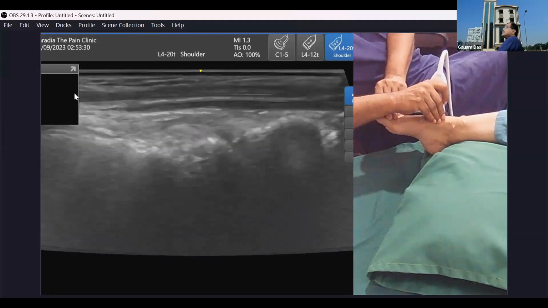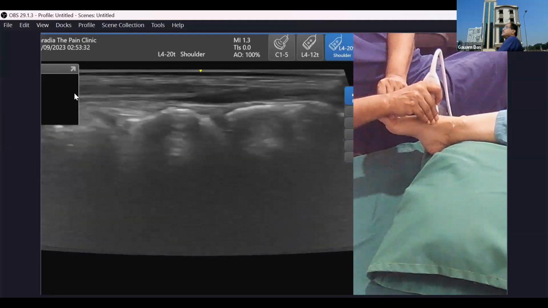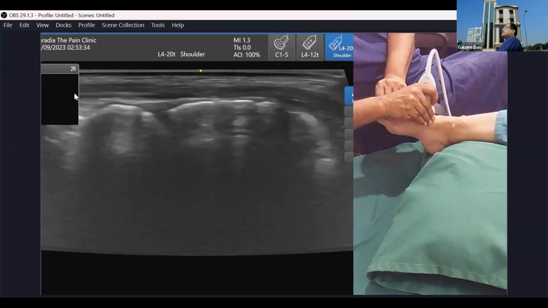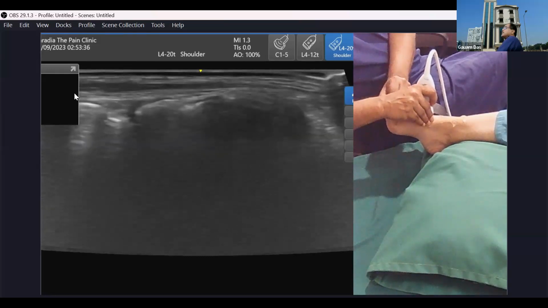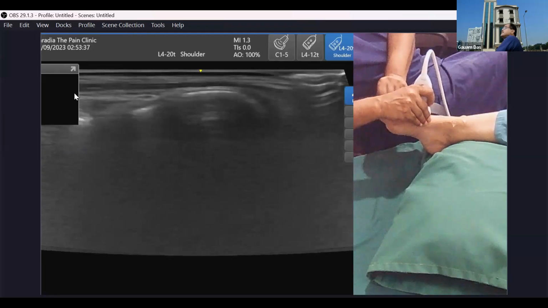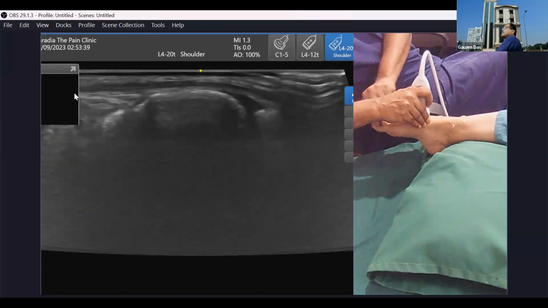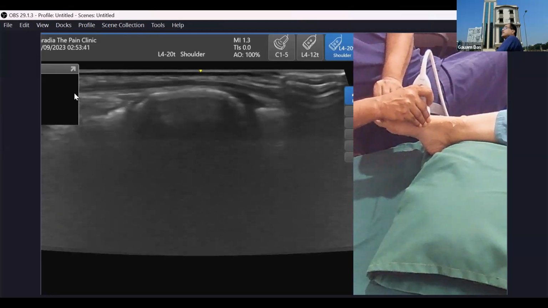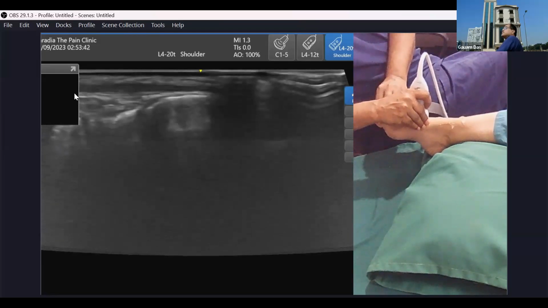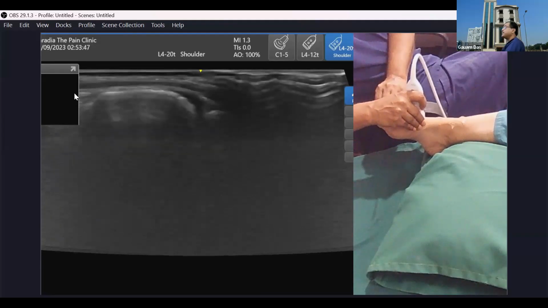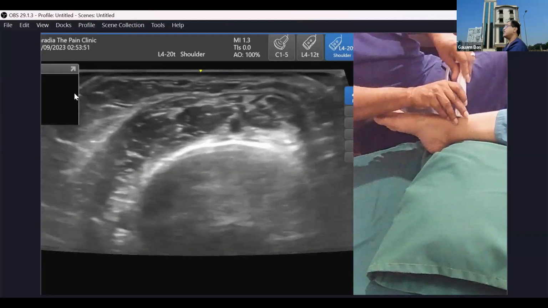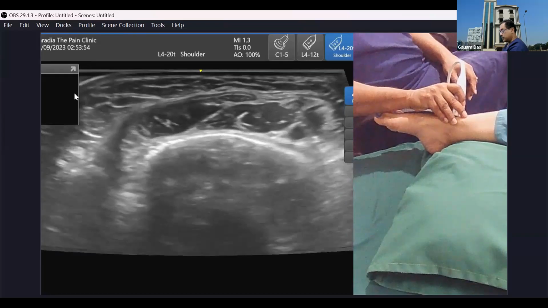So the talus, then your cuneiform, navicular and then cuneiform. So this was your flexor analysis. And then if I'm going more laterally, now again I am showing in short axis.